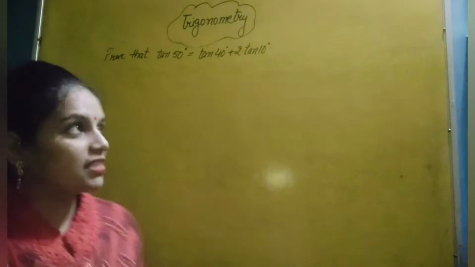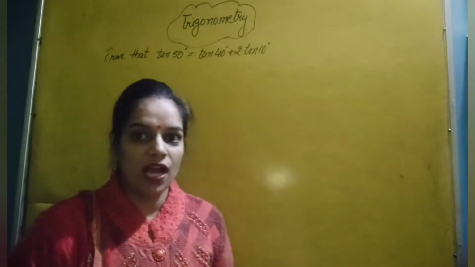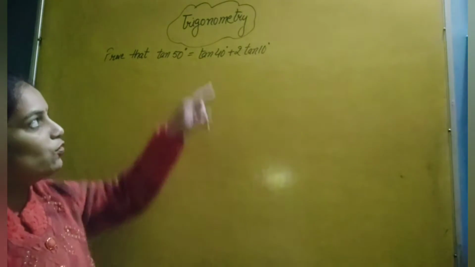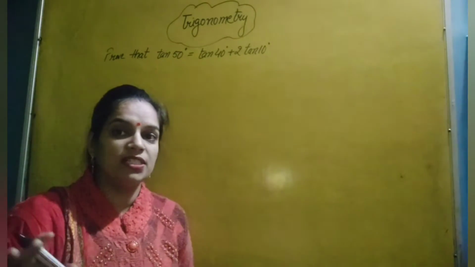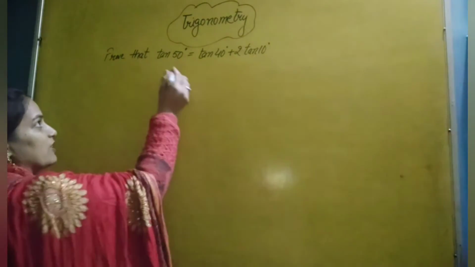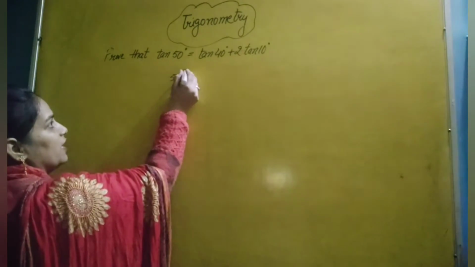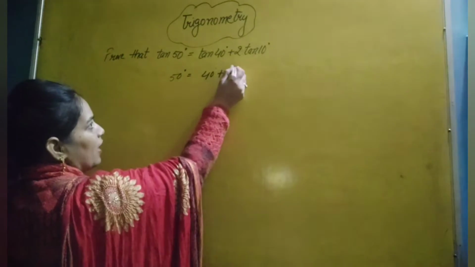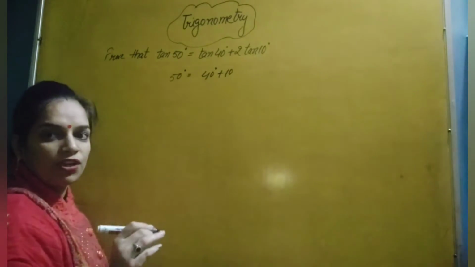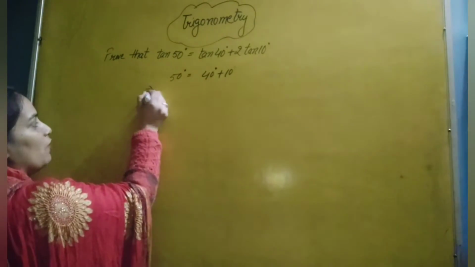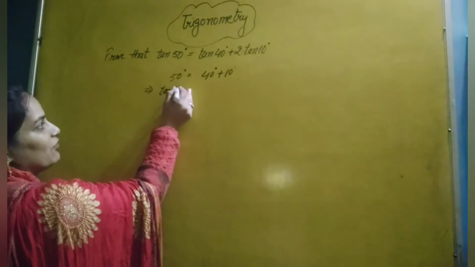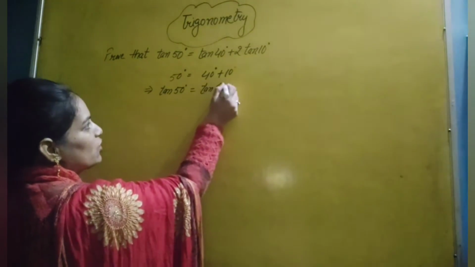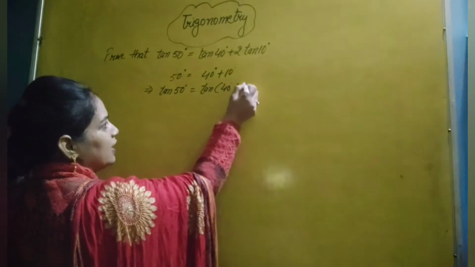Okay students, this is our next question in which we have to prove that tangent 50 degree is equal to tangent 40 degree plus 2 times tangent 10 degree. So firstly, in place of 50 degree, I will break this angle as 40 plus 10. Now taking tangent on both sides, the left hand side becomes tangent 50 degree and the right hand side becomes tangent (40 degree plus 10 degree).